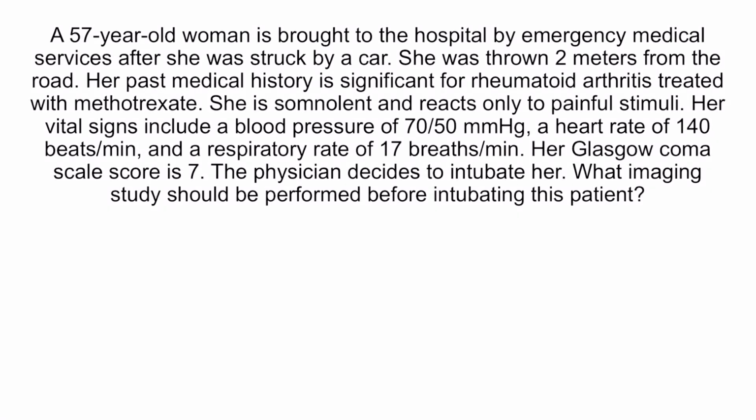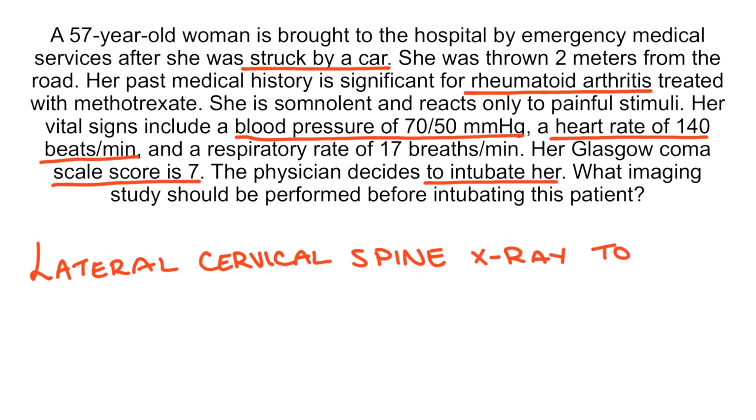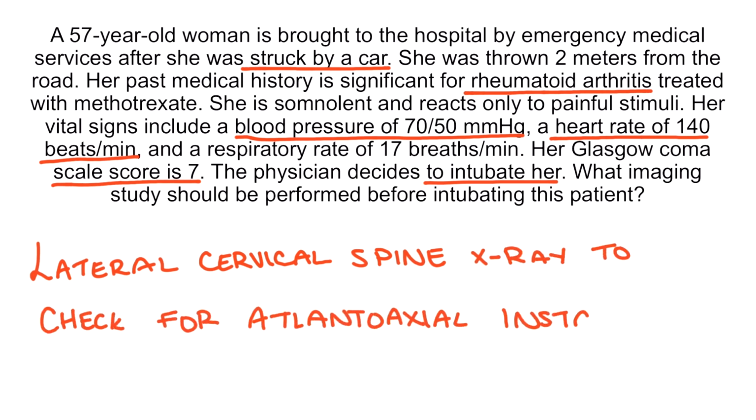This patient with a past medical history of rheumatoid arthritis was involved in a motor vehicle accident. Her vital signs reveal severe hypotension and tachycardia. Glasgow Coma Scale of 7 prompts the physician to intubate her. However, before the patient with rheumatoid arthritis is intubated, we should perform a lateral cervical spine X-ray to check for atlantoaxial instability, which is commonly seen in rheumatoid arthritis.